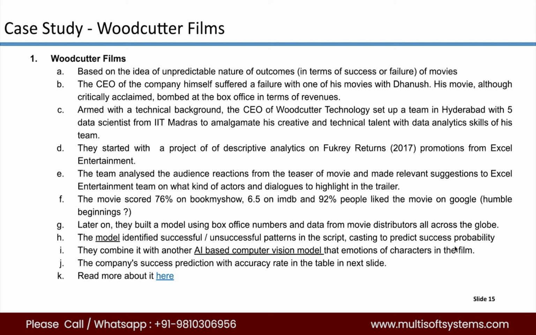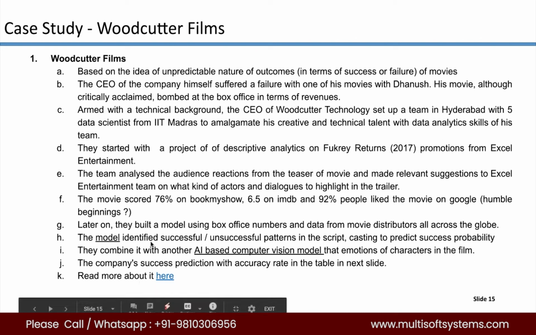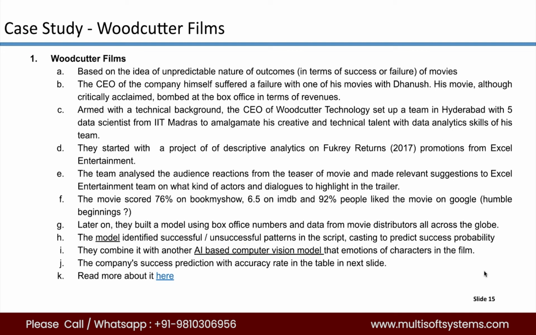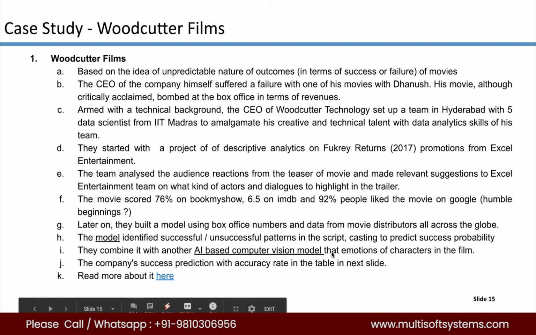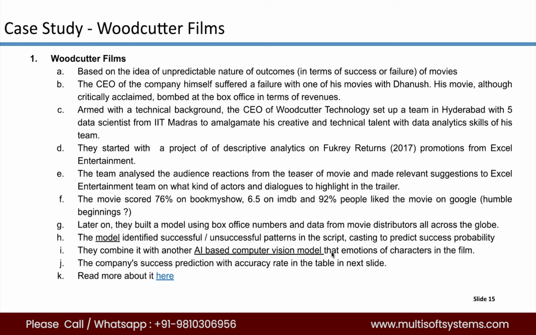Now they made this model, and the model identified unsuccessful patterns in the script and casting to predict the probability of success. They said, okay, this is the model. This will tell you whether, with these many variables, this movie or trailer is going to be successful or not. They combined it with another AI-based computer vision model that captures emotions of the characters. The company's success prediction accuracy rate is in the next slide.